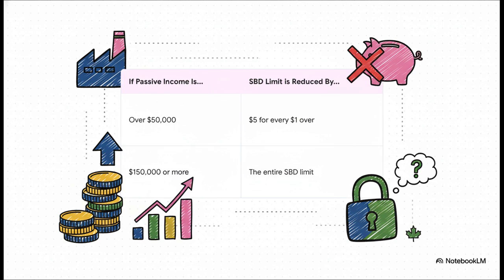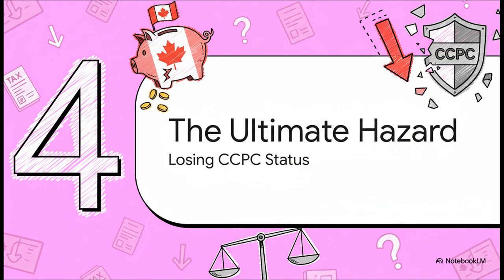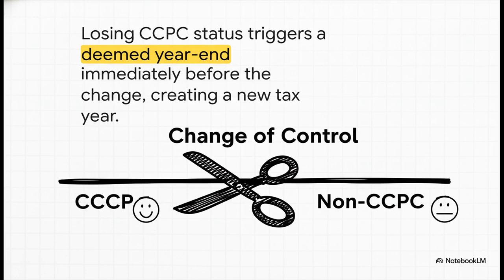This rule is basically the government's way of encouraging businesses to reinvest in their active operations, not just hoard passive investments. Okay, now we come to the ultimate hazard. This is the one you'll work hard to help your clients avoid at all costs: losing CCPC status altogether. The moment a corporation stops being a CCPC, let's say a non-resident buys a controlling stake, that corporation's tax year is deemed to end on the day right before that change. In this single event, it triggers immediate and really significant consequences.